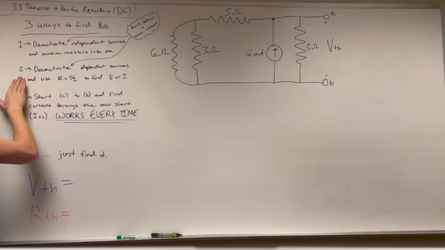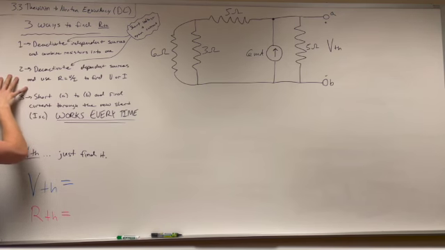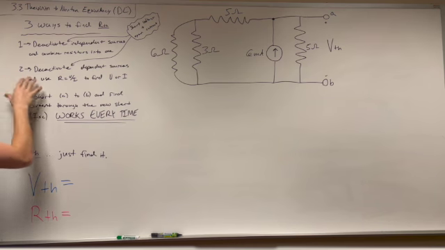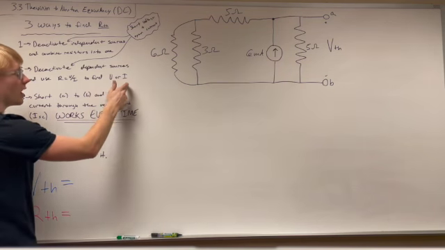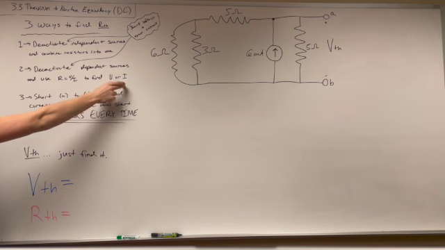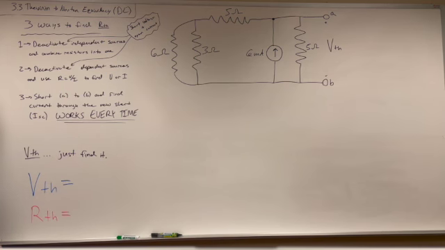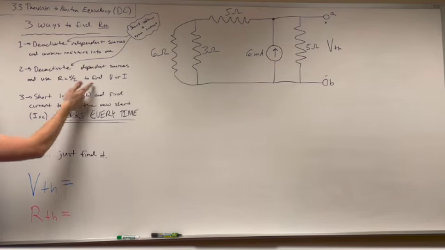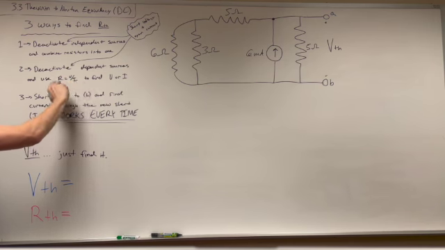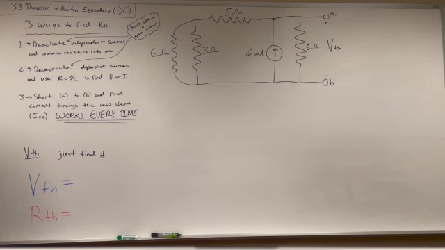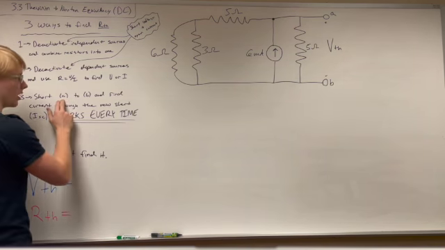The second one, right, is to deactivate the independent sources and use R equals V over I, to find V or I, whichever one you don't have. Because if you know two variables, you can find the third. If you can find V Thevenin and then find I Thevenin, or that current, you can find the resistance.